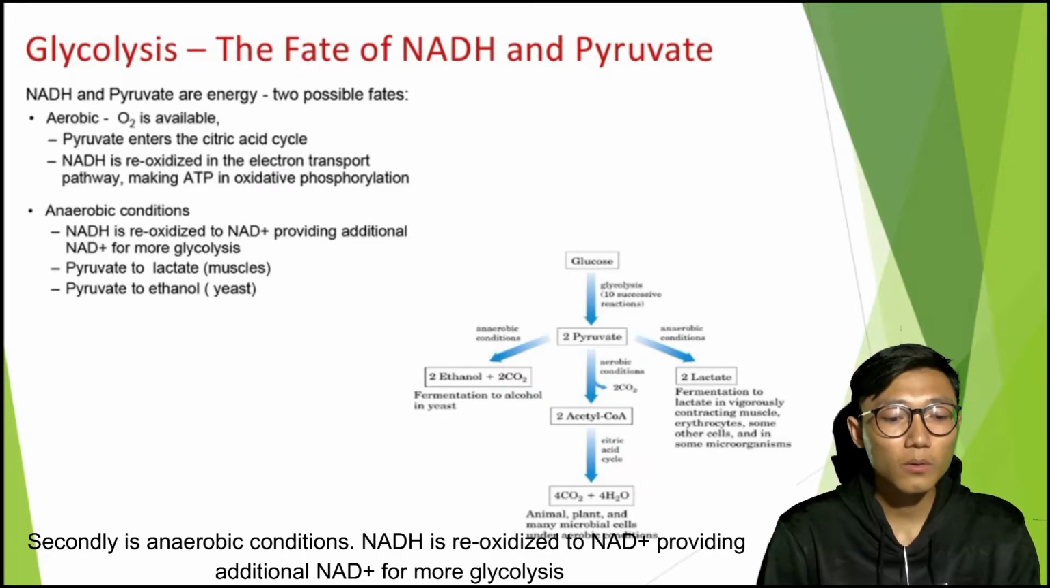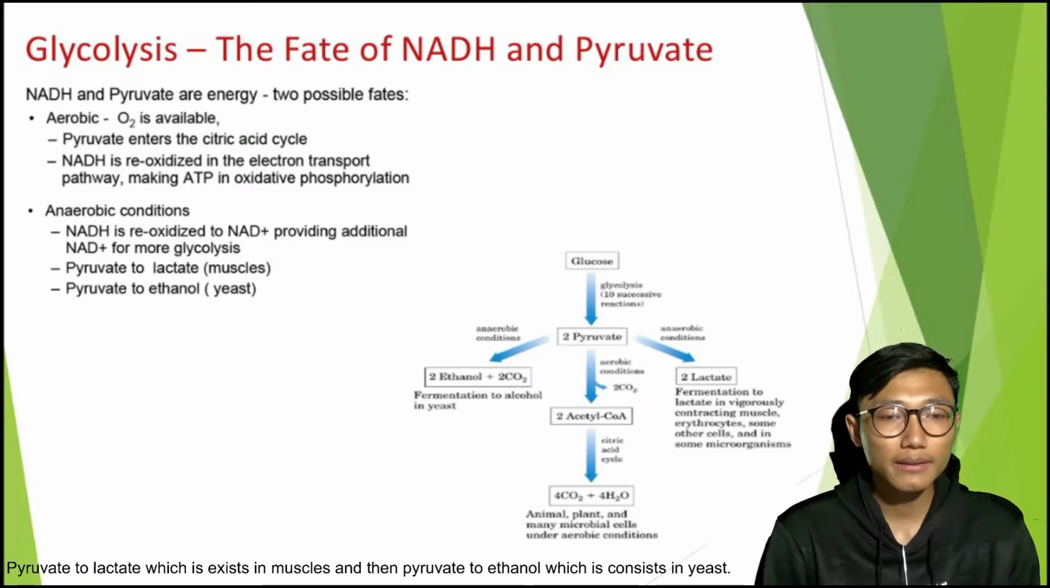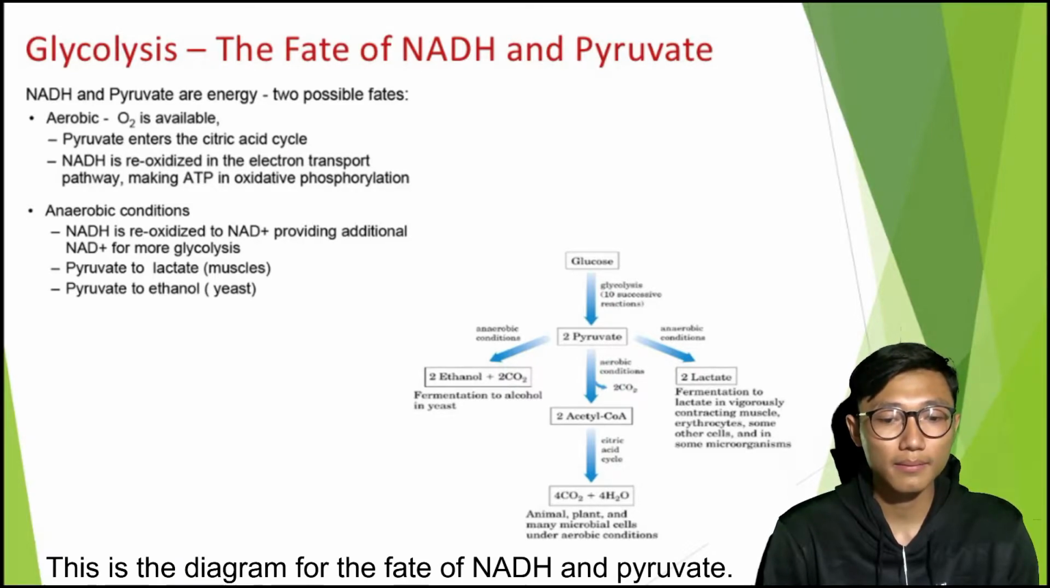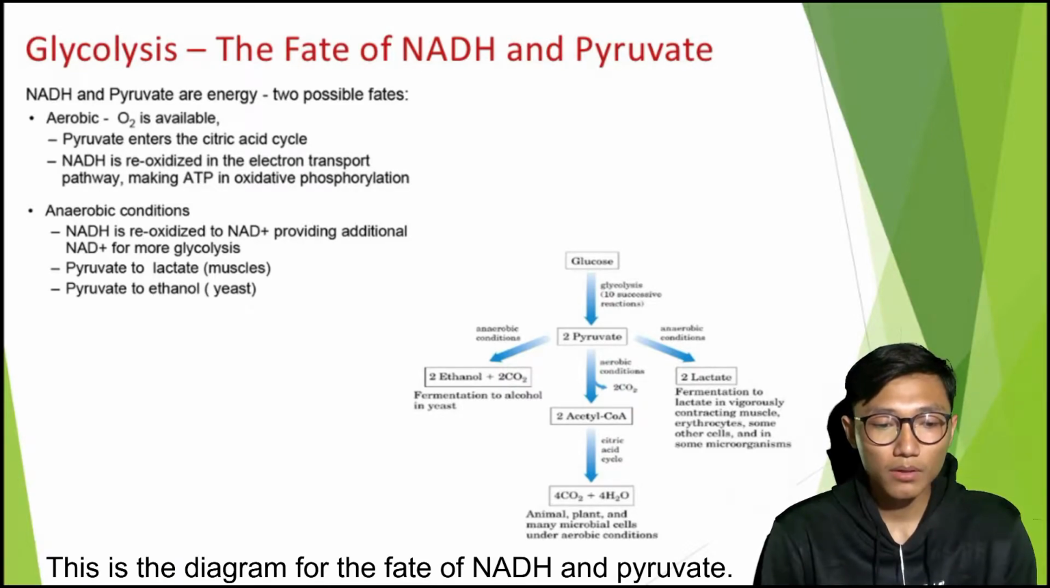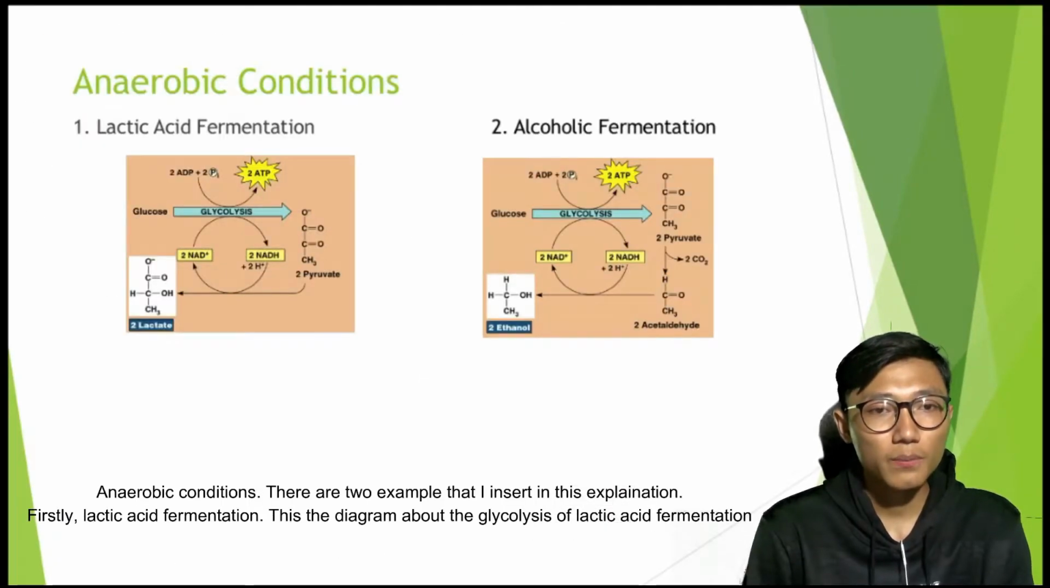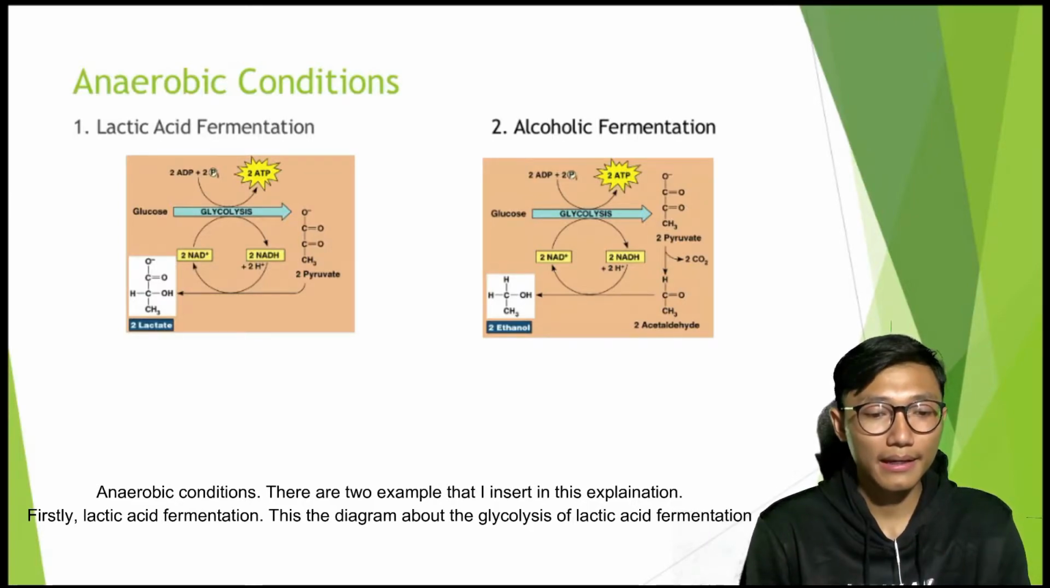Secondly is anaerobic condition. NADH is reoxidized to NAD ion, providing additional NAD ion for more glycolysis. Pyruvate to lactate, which occurs in muscle, and pyruvate to ethanol, which occurs in yeast. This is the diagram for the fate of NADH and pyruvate. Anaerobic conditions: there are two examples that I insert in this explanation.